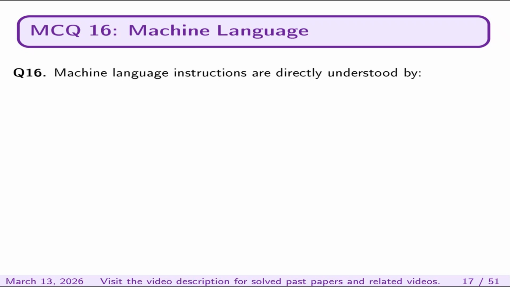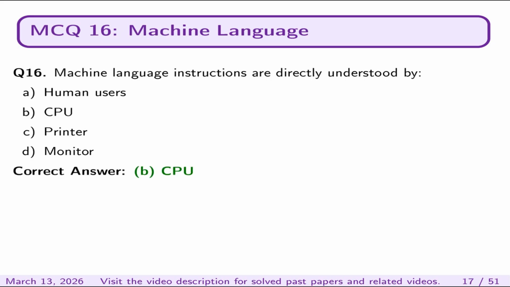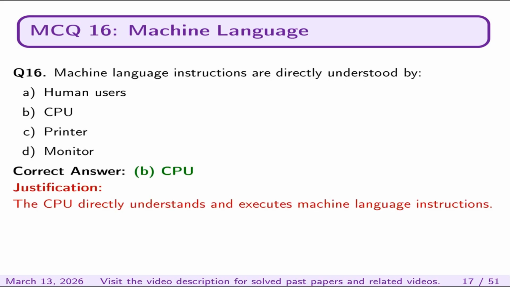Question number 16. Machine language instructions are directly understood by human users, CPU, printer, monitor. The correct option is CPU, because the CPU directly understands and executes machine language instructions.